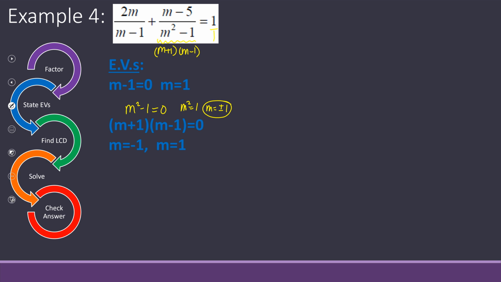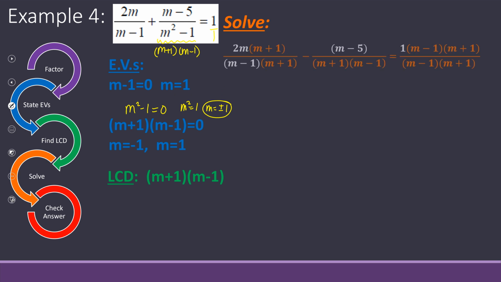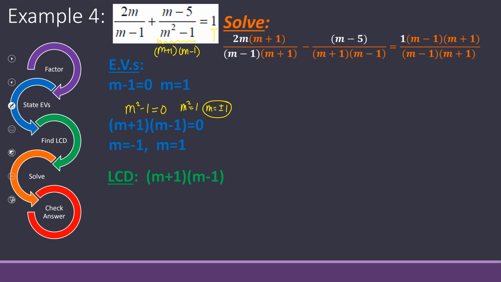All right, again, least common denominator. Because that middle term has an m squared minus 1 as the denominator, when I factor it, I get two factors. I need both of those factors in every single denominator for all the terms of this equation. Which means the first expression, 2m over m minus 1, has to be multiplied by the m plus 1. The second term, m minus 5 over m minus 1, m plus 1, has everything, it's good to go. And the last term has to get multiplied by everything.